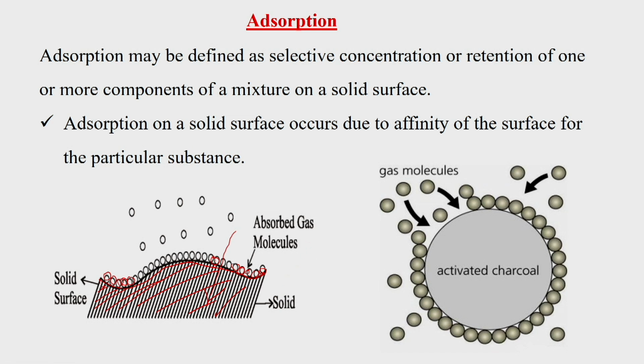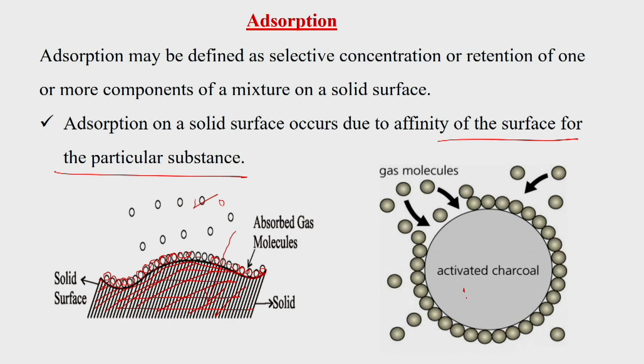Adsorption on a solid surface occurs due to the affinity of the surface for the particular substrate. So, there is an interaction between the solid surface and the target component. If they are compatible with each other, then only the target solute, whether it is a gas or a liquid, will be stuck on the outer surface of the particular solid material, and this will be separated from the system.